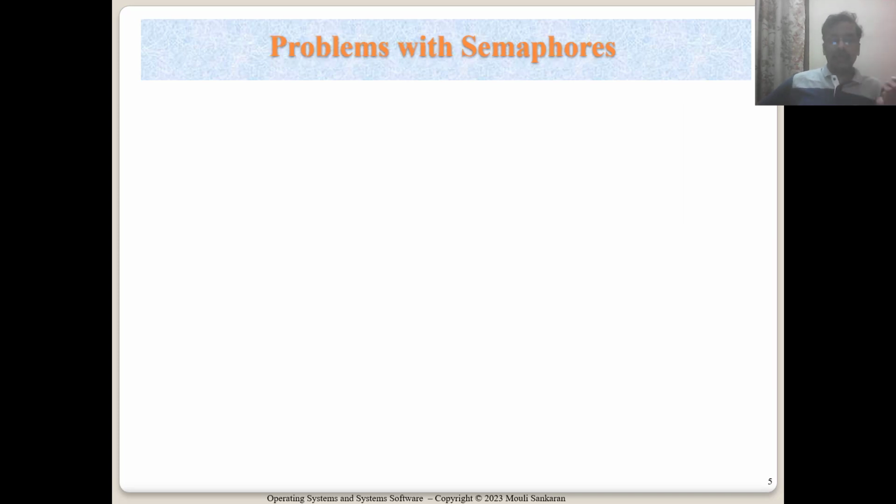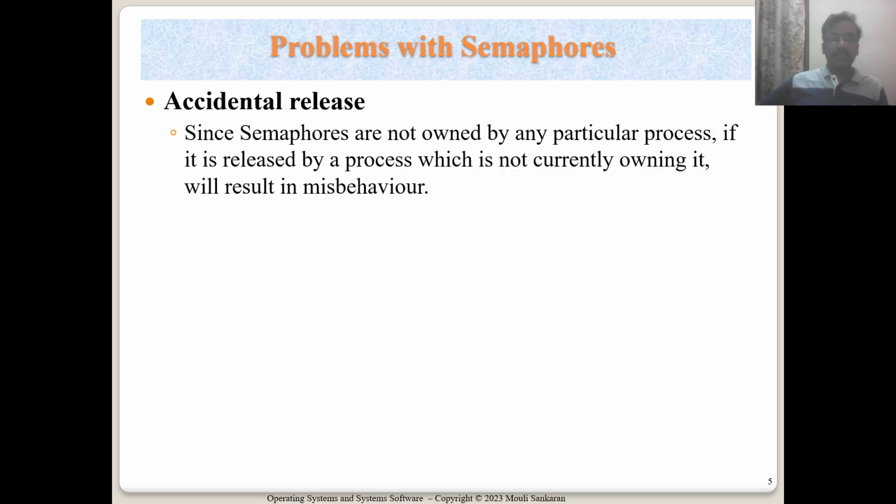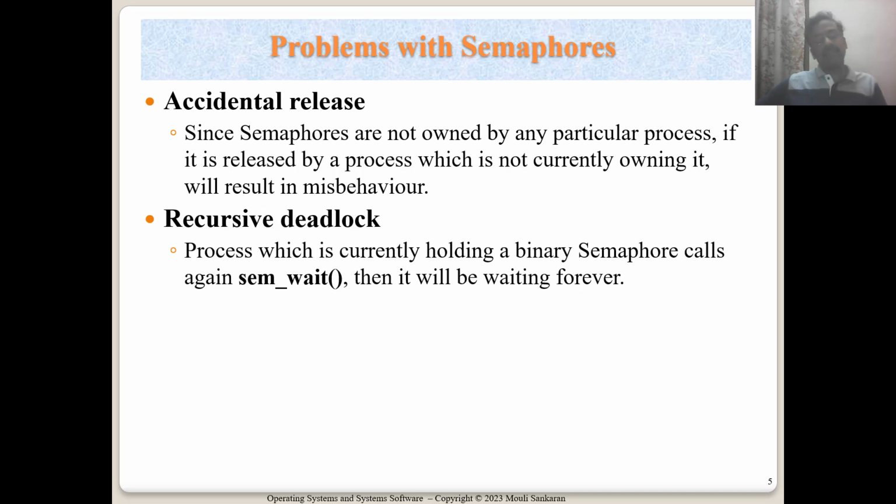So now, what are the problems? Accidental release. I told you that somebody who is not even owning a process releases the semaphore accidentally, either by intent or maybe without any proper intention, but by mistake. Recursive deadlock. I mentioned that also. You own a semaphore and then again call the semaphore wait on the same semaphore. That means the process who is already owning it asks for the semaphore. If it happens to be a binary semaphore, you cannot get it again.